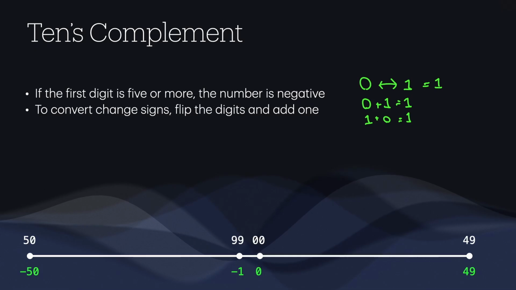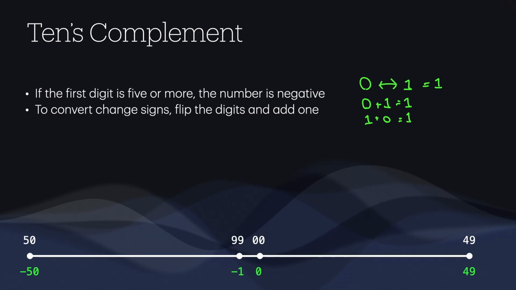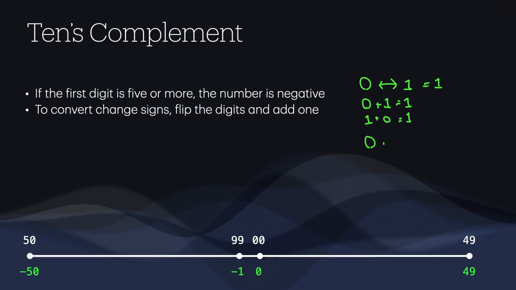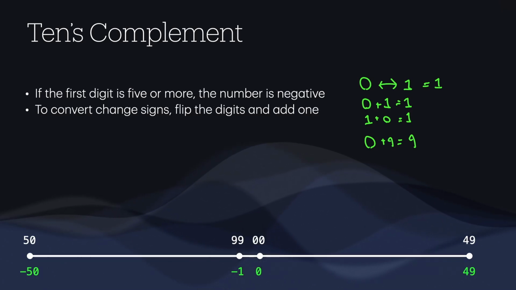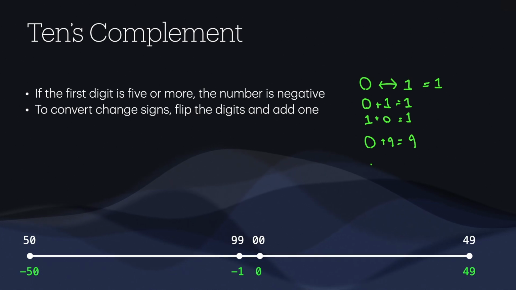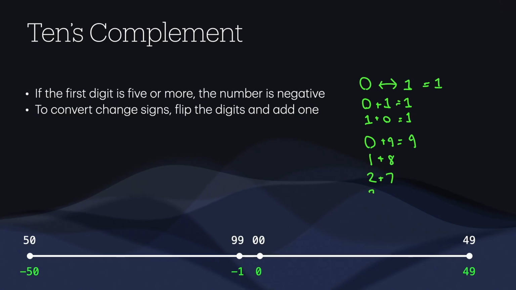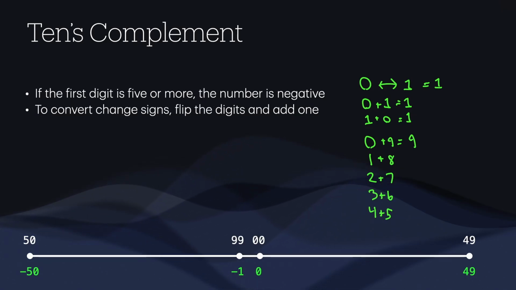In 10's complement, we're going to use the exact same principle. So the old digit plus the new digit should always add up to the biggest possible digit, which in this case is 9. So 0 plus 9 is going to be 9. So whenever you flip a 0, it's going to turn to 9. And whenever you flip a 9, it's going to flip to 0. Next, you're going to have 1 plus 8, 2 plus 7, 3 plus 6, and 4 plus 5.